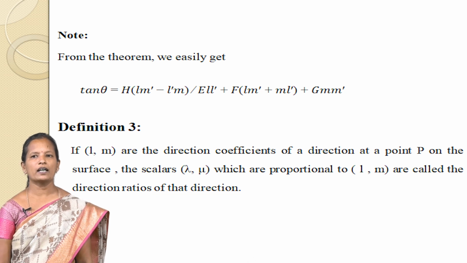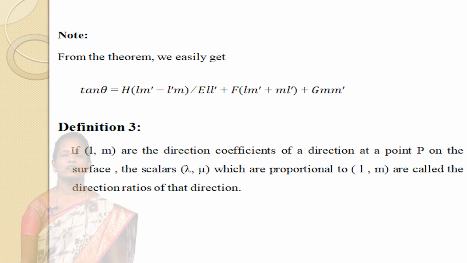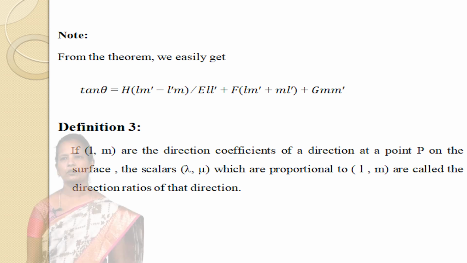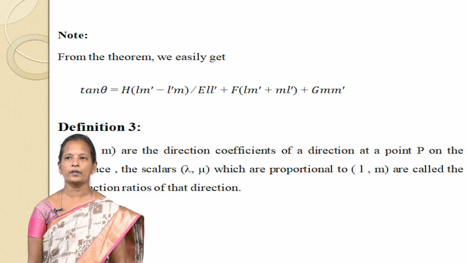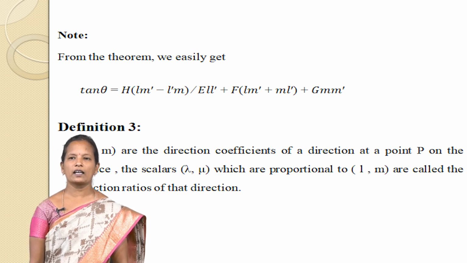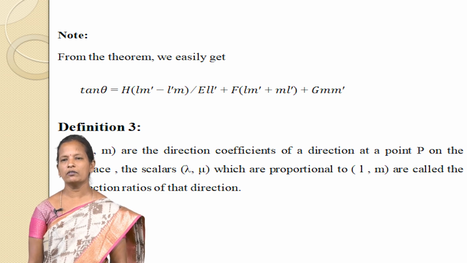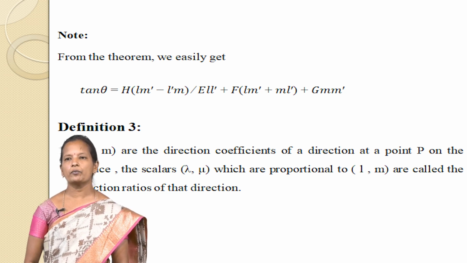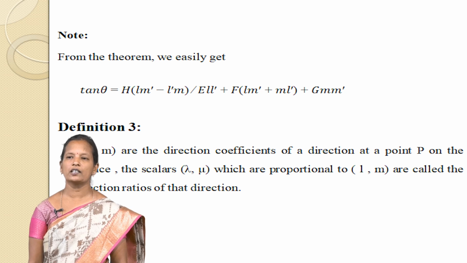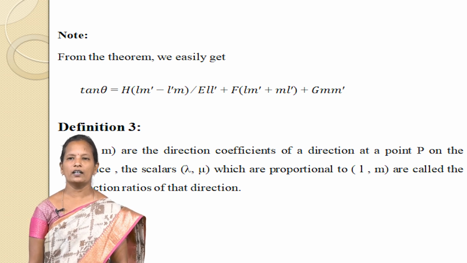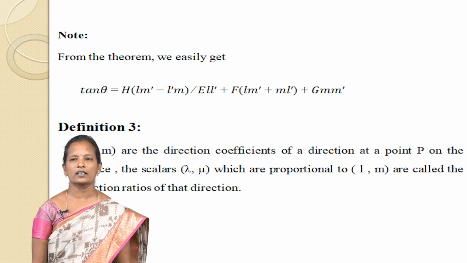Next, let us go for the direction ratios definition. What are the direction ratios of a direction? If L, M are the direction coefficients of a direction at a point P on the surface, the scalars lambda comma mu, which are proportional to L comma M, are called the direction ratios of that direction.